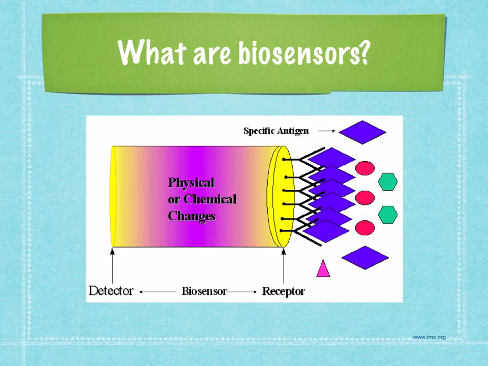So here you can see how an antibody has been immobilized, and as the antigen binds, a physical or chemical change is going to be converted into an electrical signal that is sent to the detector.